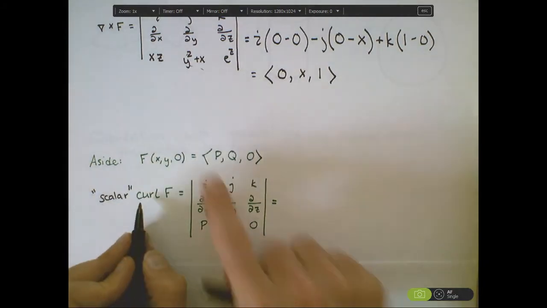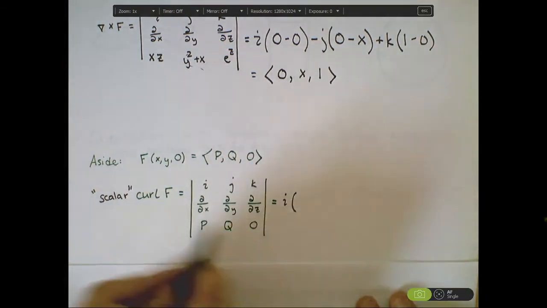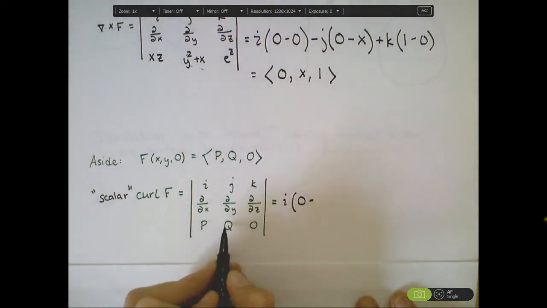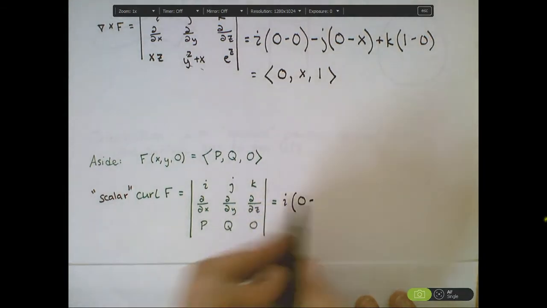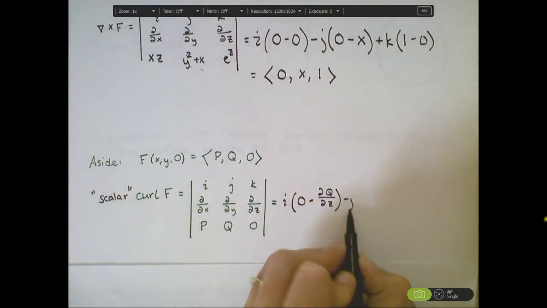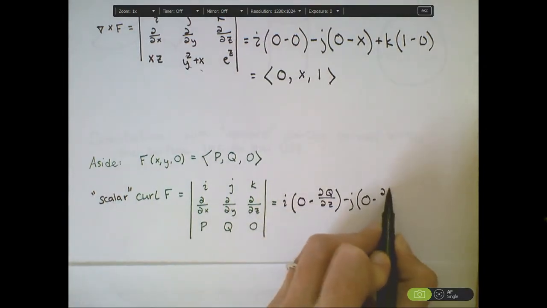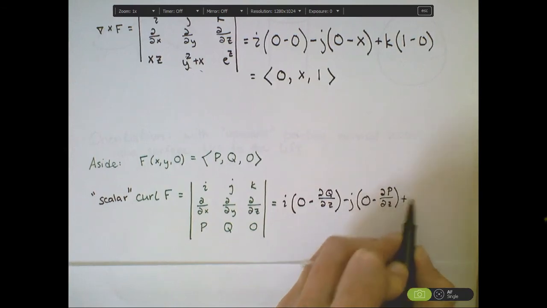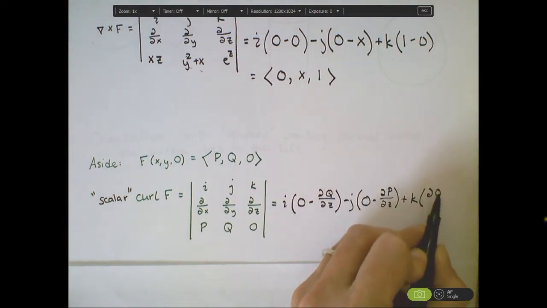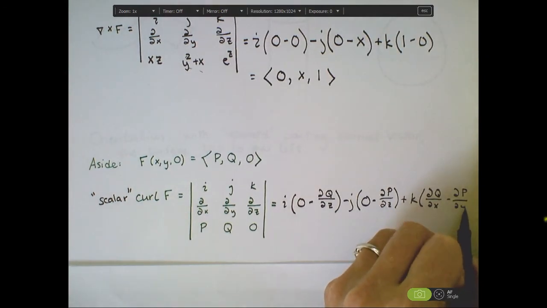When I compute the curl of this, it's actually called the scalar curl. And it's called the scalar curl because it's just a 2-variable function. And the scalar curl in this case is going to be i times 0 minus dq/dz, minus j times 0 minus dp/dz, plus k times dq/dx minus dp/dy.